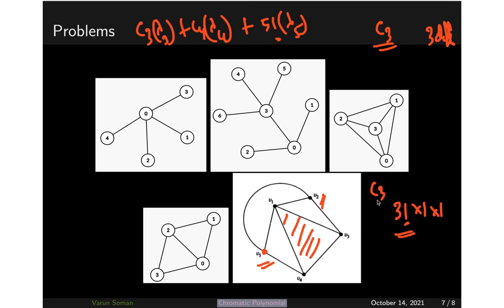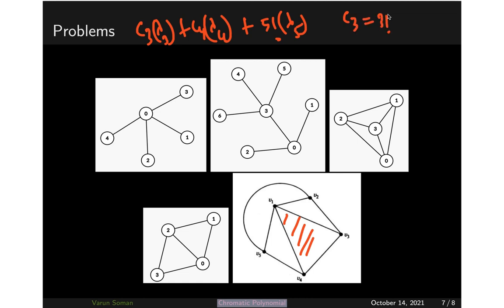Okay, now C4. How will you find this C4 now? Okay, look at this graph again now. So C3 is your 3 factorial. Okay, now for C4, you will be using 4 colors. So first of all I'll go by this approach. I'll color this triangle now. You need 3 colors to color the triangle, and it could be colored in 3 factorial ways. But you have 4 options to choose these 3 colors from. So how many ways can you choose these 3 colors? You could choose these 3 colors in 4C3 ways.